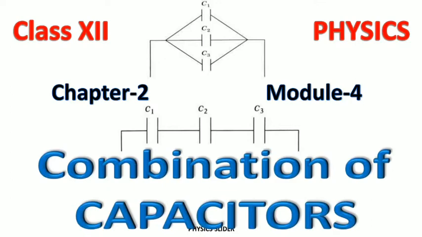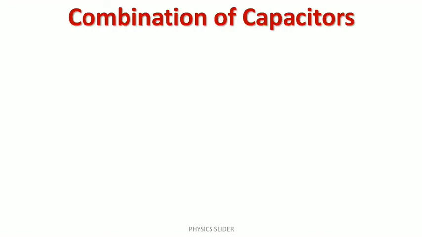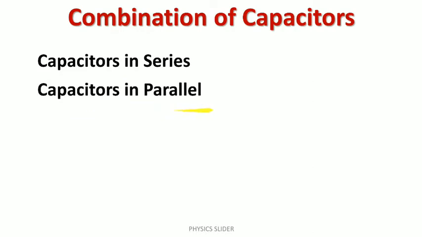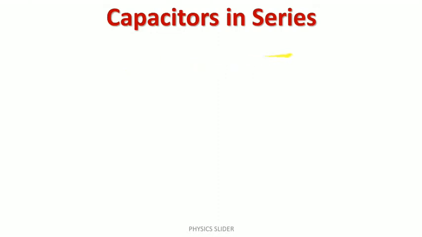Today we are here with module 4 of chapter 2, which is combination of capacitors. So let's begin this module. In this module there are two kinds of combination of the capacitors, which are capacitors in series and capacitors in parallel. So first one, the capacitors in series. Let's discuss this.